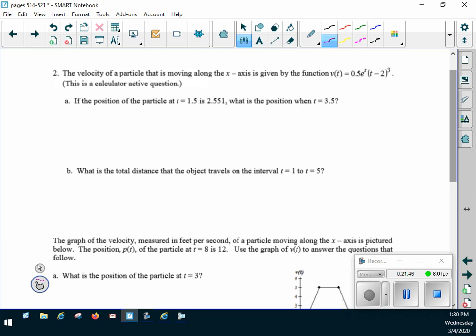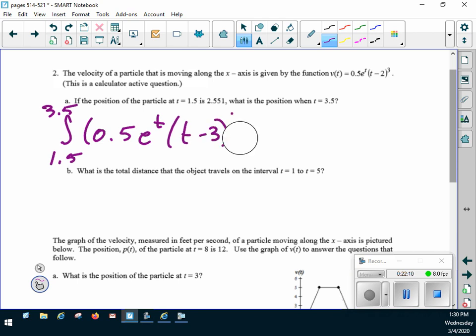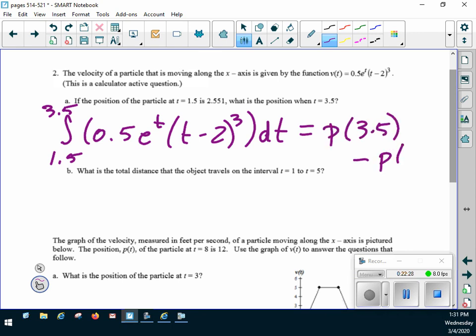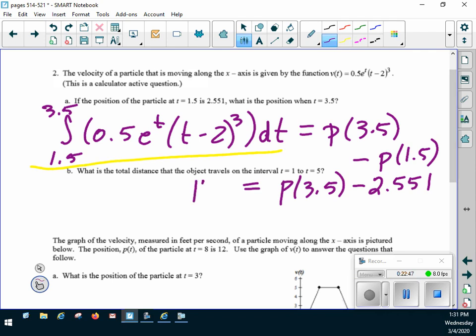There indeed, there's an E. If I integrate from 1.5 to 3.5, v of t dt, the position of the particle at t equal 1.5, I'm going to plug all of this into my calculator and I'm going to get some number that I'm going to put right there. I'll add 2.551 to it and I'll find out what P of 3.5 is.